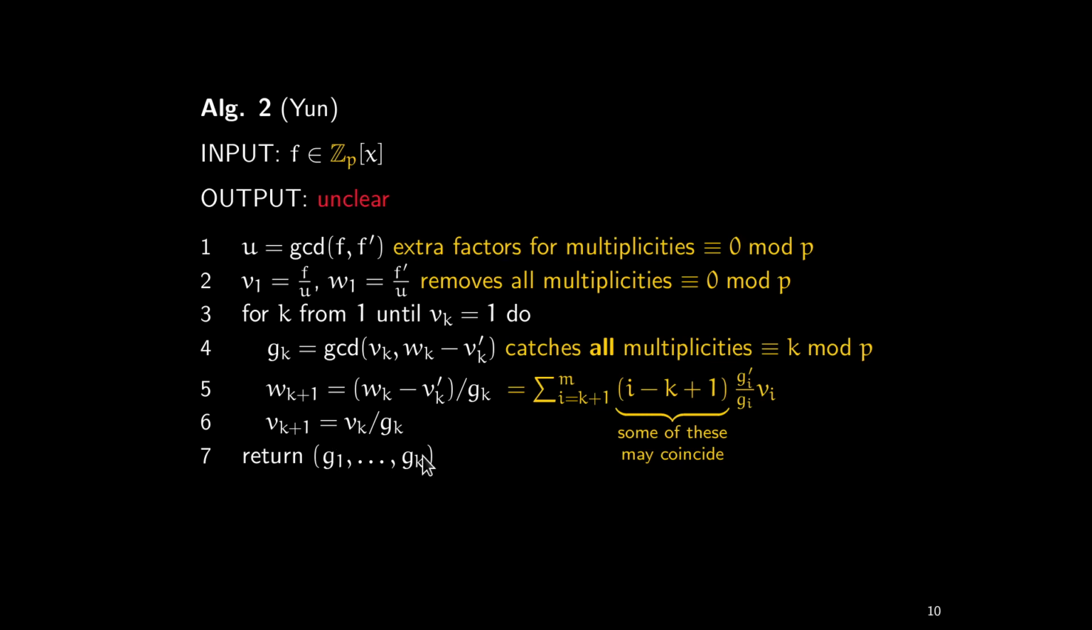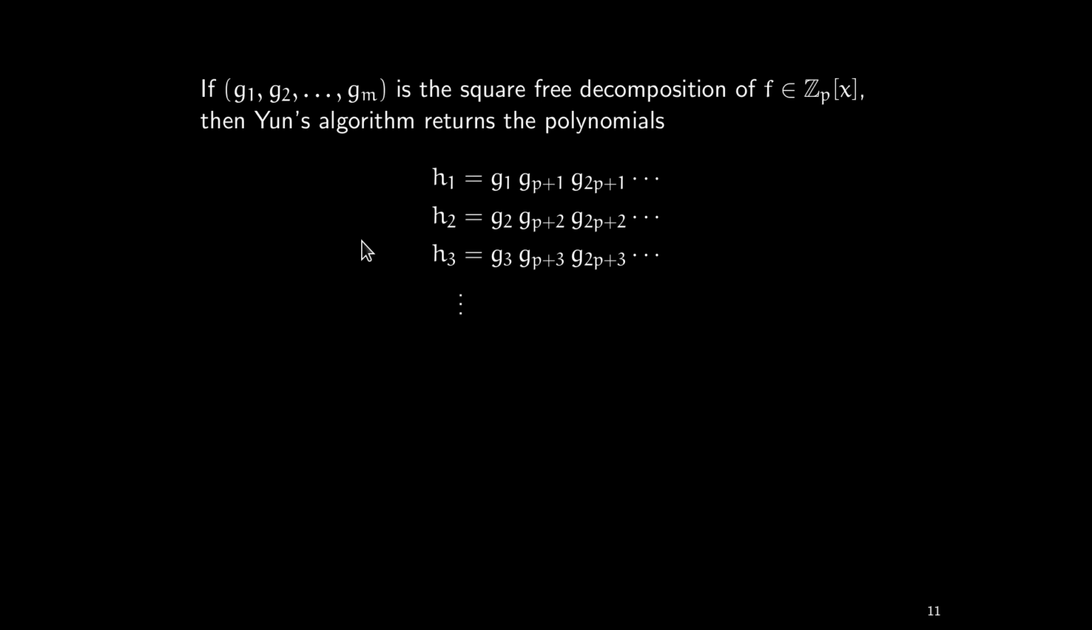I will return a certain tuple, and we can say what this is. It's not the square-free decomposition, but a tuple of the g's, where every g contains all the irreducible factors that appear in f with a certain multiplicity, but the multiplicity is taken mod p. Okay, so here's what it looks like. We don't get the square-free decomposition of f.